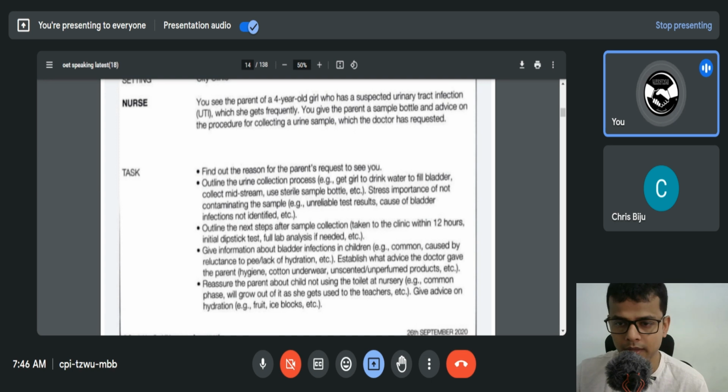Ask how quickly you need to bring the urine sample to the clinic. Outline the next steps after sample collection. Taken to the clinic within 12 hours. Initial dipstick test. Collect the urine. Within 12 hours, you should get it to the clinic. They will first do a dipstick test, and then they will do a full lab analysis if required based on the first test. Clear or no?